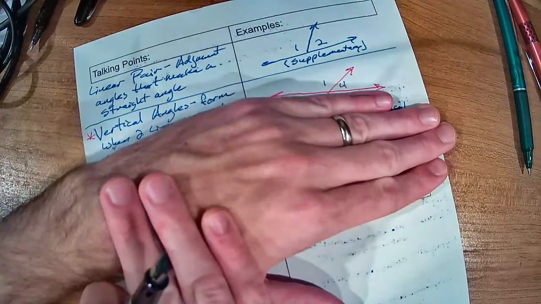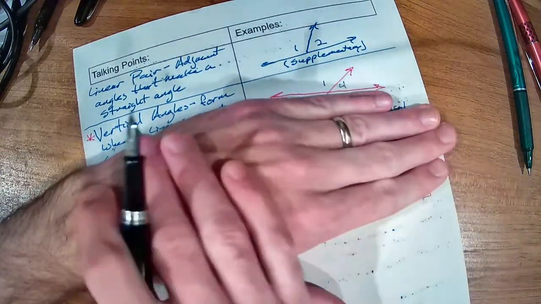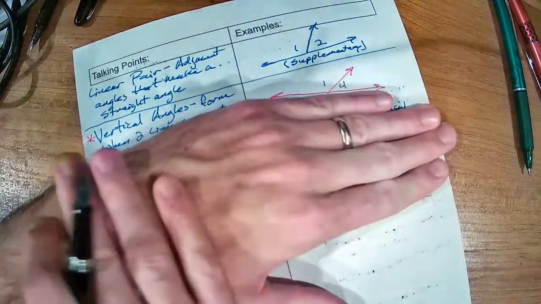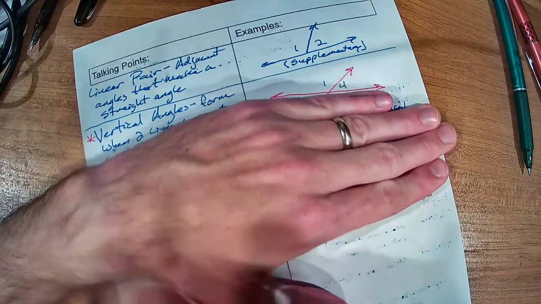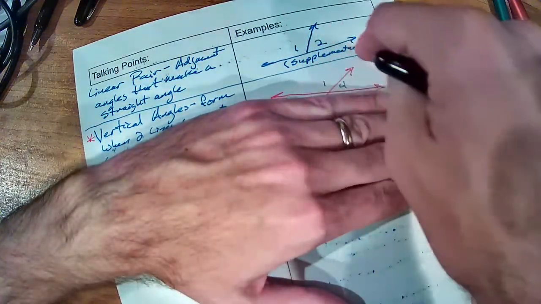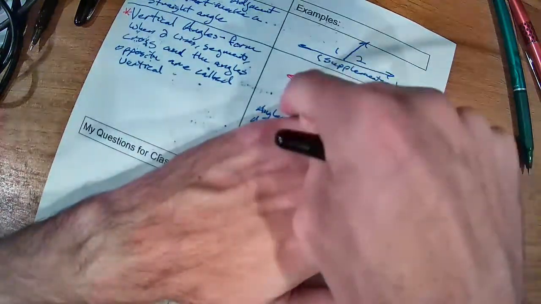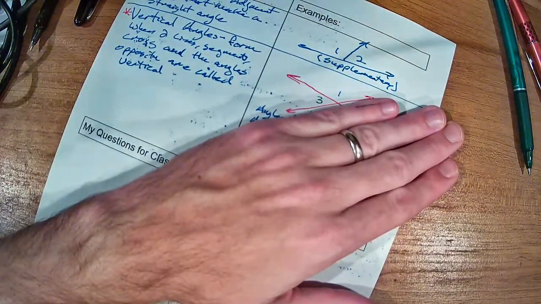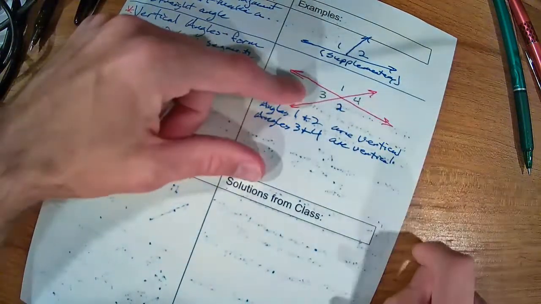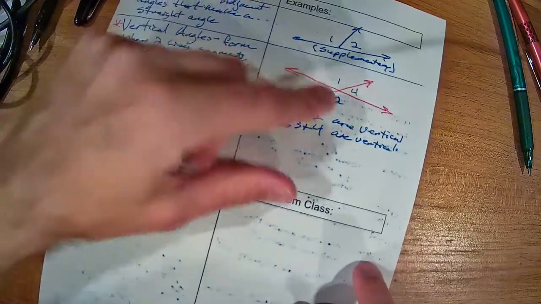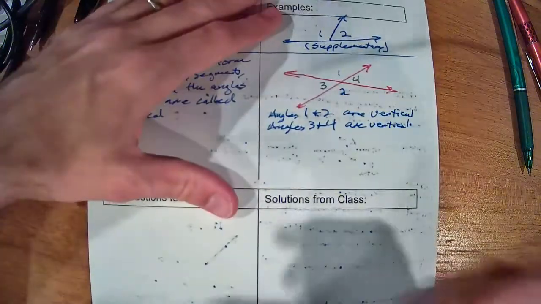Angles 1 and 4 are a linear pair. Notice they make a straight line. That means they add up to 180 degrees. So if angle 1 plus angle 4 makes 180 degrees, and if angle 3 and angle 1 add up to 180 degrees, well, the only way that works is if 3 and 4 are the same. And notice we could do that same trick for angles 1 and 2.